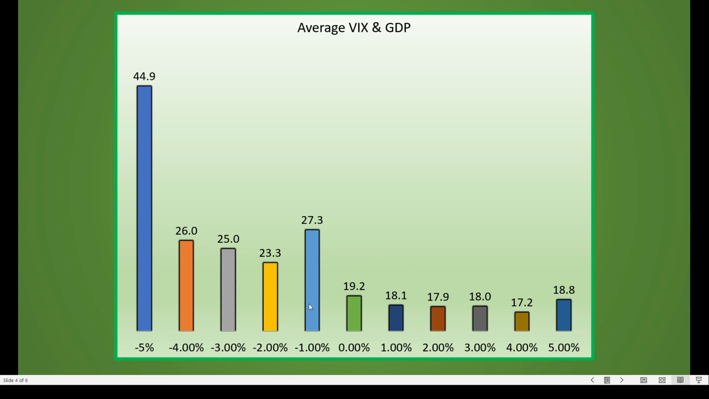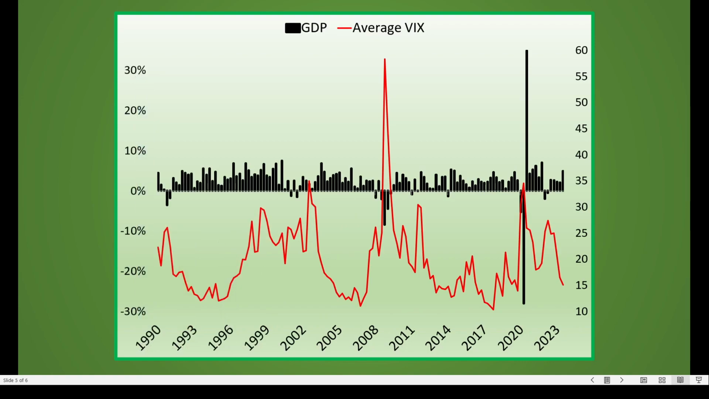Conversely, when we see a GDP in negative territory, negative 1% to flat, that coincides with a 27 VIX. And we see a 45 VIX when we have negative 5% GDP growth. Obviously that's something that's very unusual, but that level on the VIX usually occurred only during stock market crashes.